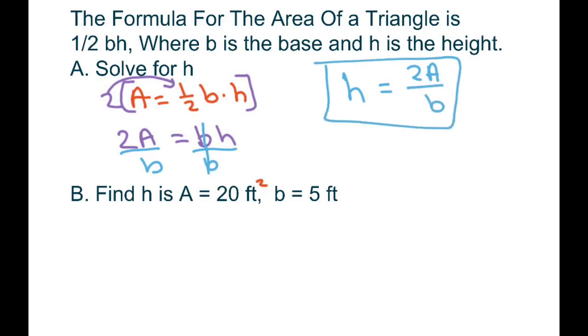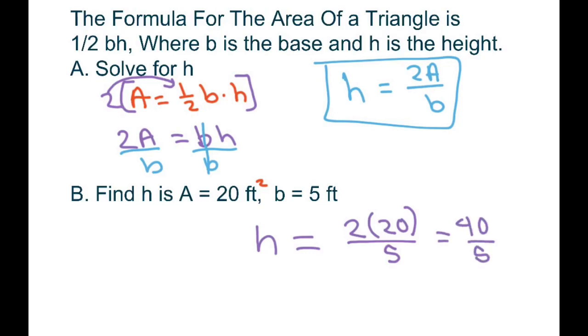So that's that. Now we have to find h if A is 20 feet squared and b is 5. So you just plug it in. So our h is 2 times 20 over 5. So this is going to be 40 over 5, which equals 8. And that's your height. And we should probably write that height should be 8 feet.